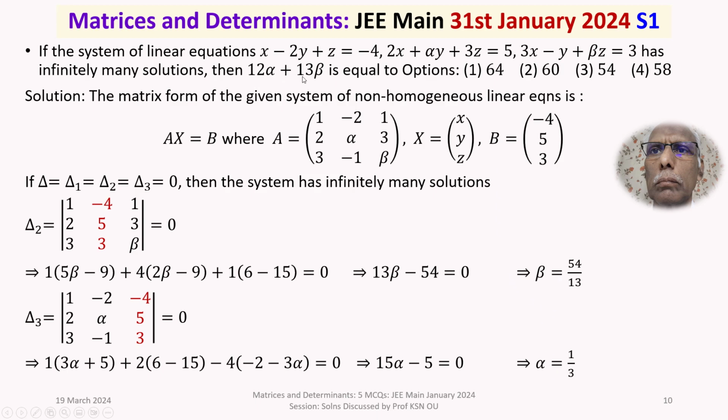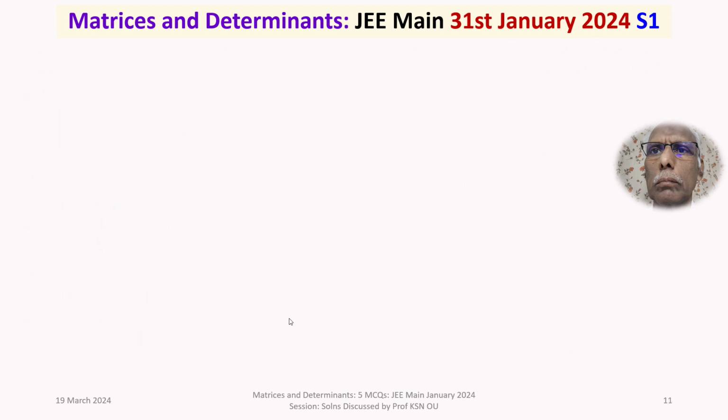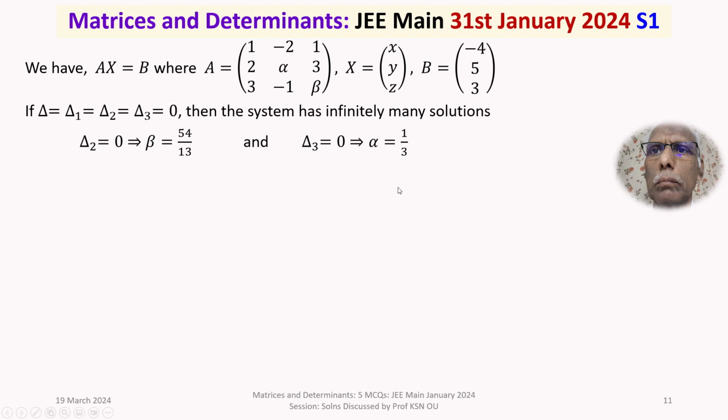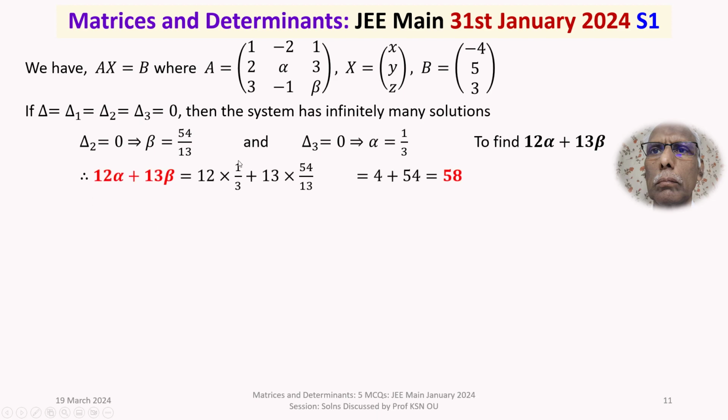Substitute in 12 alpha plus 13 beta, you will get one of the answers. Agreed. We continue in the next slide. Right. We got a beta value, alpha value. Now we want to find 12 alpha plus 13 beta. 12 multiplied by alpha is 1 by 3 plus 13 multiplied by beta value is 54 by 13. And simplifying, we'll get 4 plus 54, that is equal to 58.